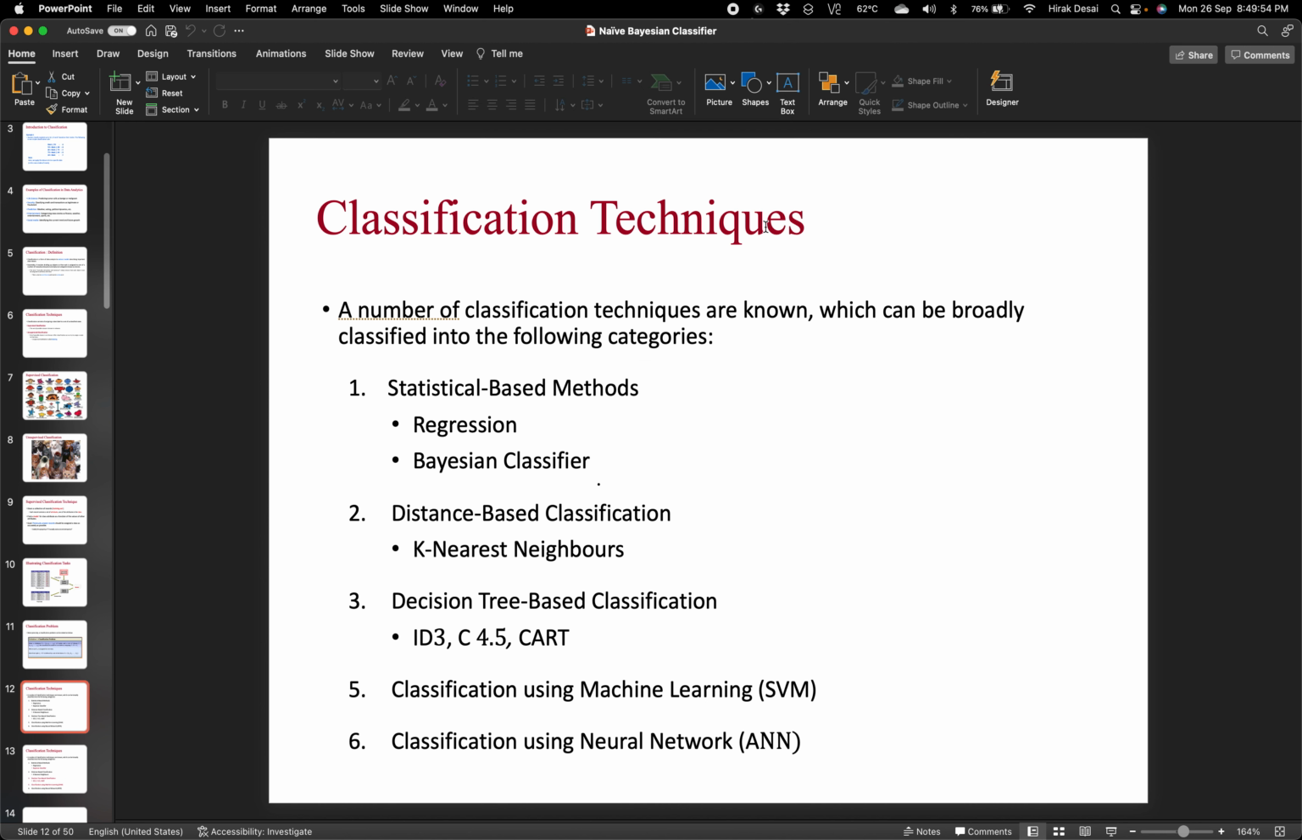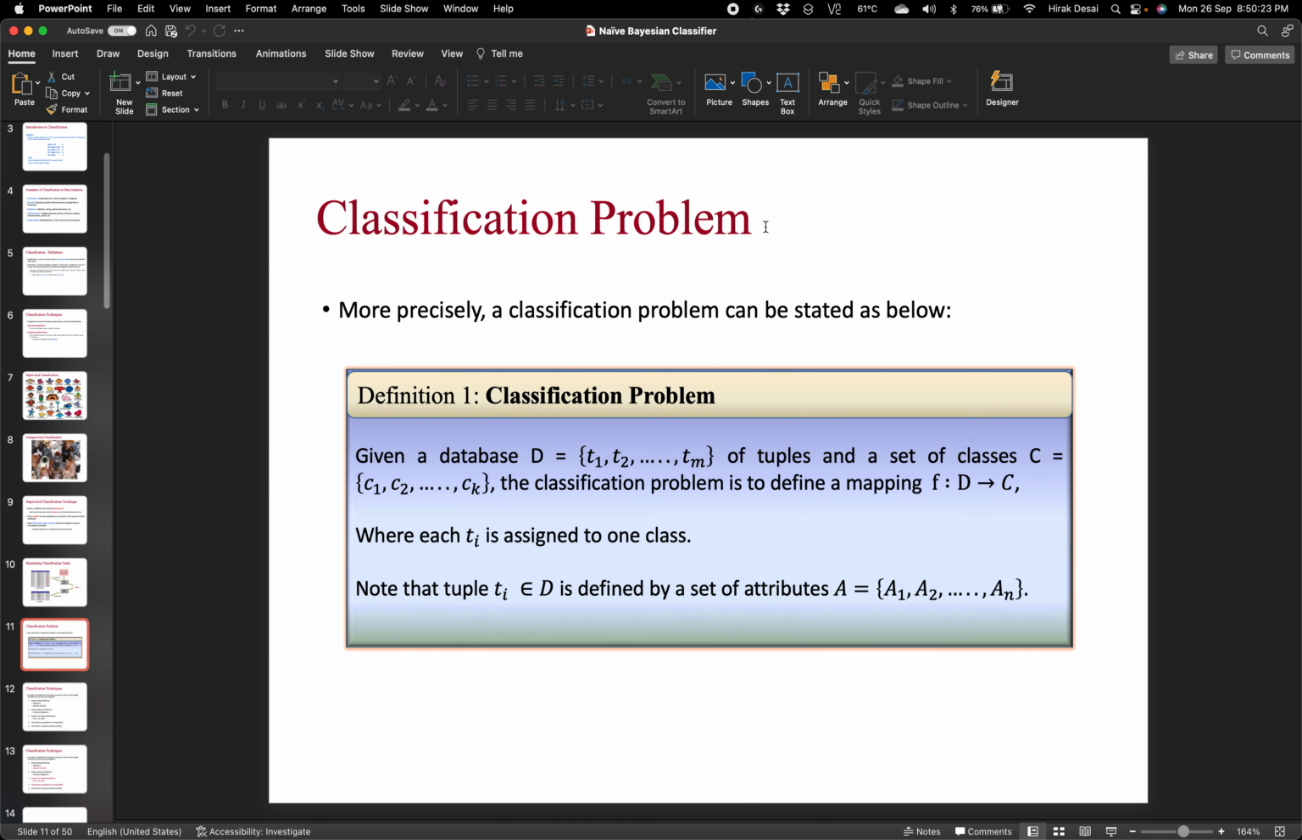Classification techniques: statistical, distance, decision tree, classification from machine learning, classification from artificial neural networks. Regression, Bayesian classifier, distance with nearest neighbors, decision tree with ID3, CART, C4.5, classification using SVM, classification using artificial neural networks.